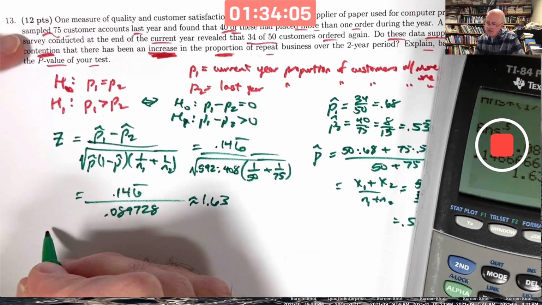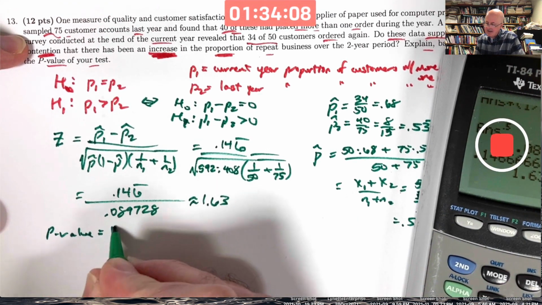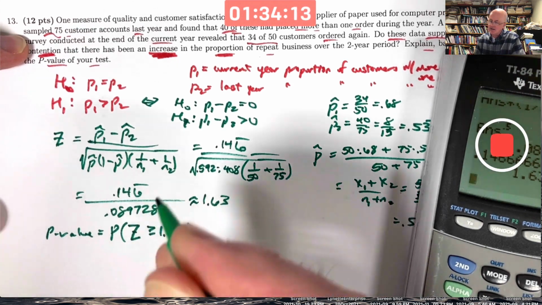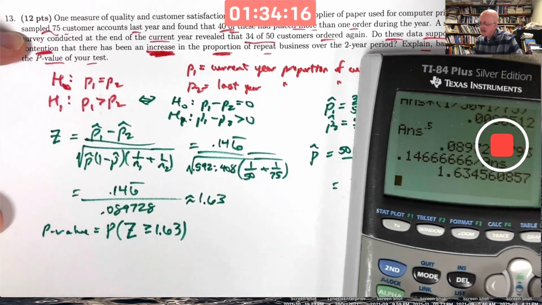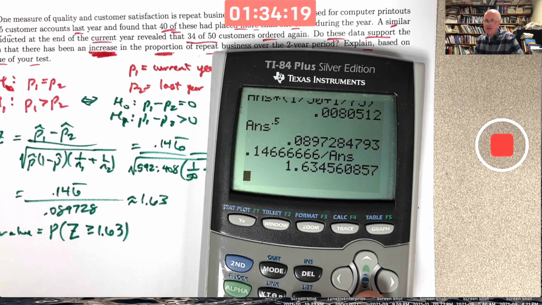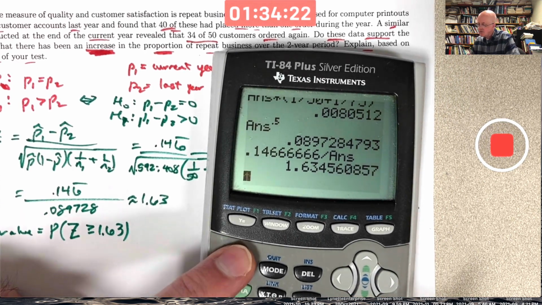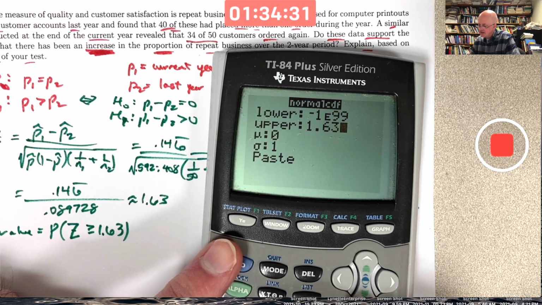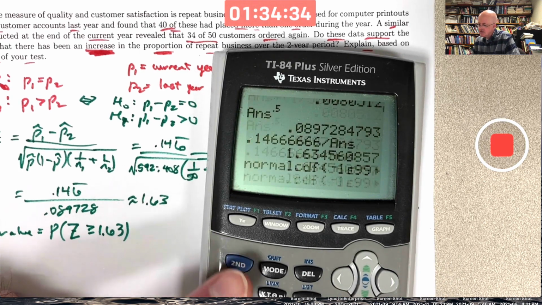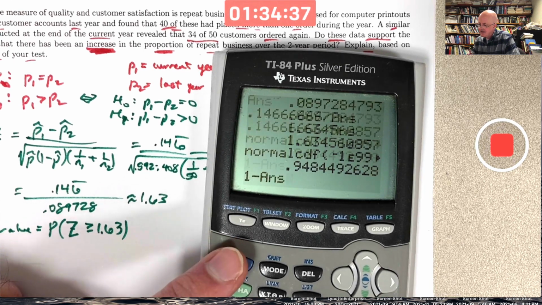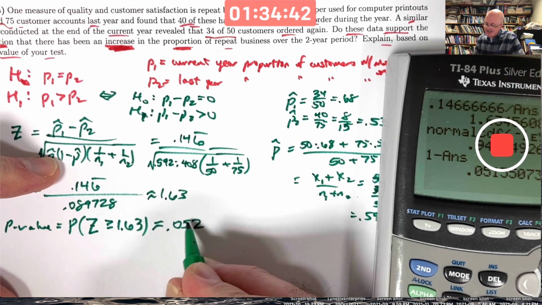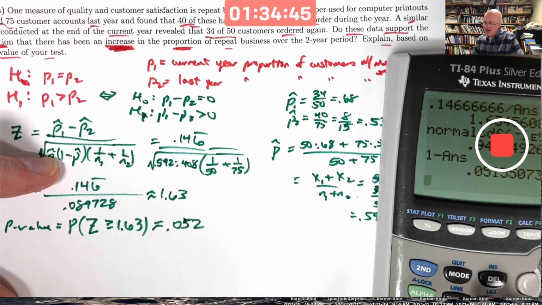So the p-value is the probability that a capital Z standard random variable is greater than or equal to 1.63 for this right-tailed test. As extreme or more extreme than what we actually observed. That'll be 1 minus the probability that Z is less than that, which I can do with the calculator. Normal CDF, lower is essentially negative infinity, upper is 1.63. So 1 minus that is the p-value, about 0.052, which is near the boundary value people typically use of 0.05.